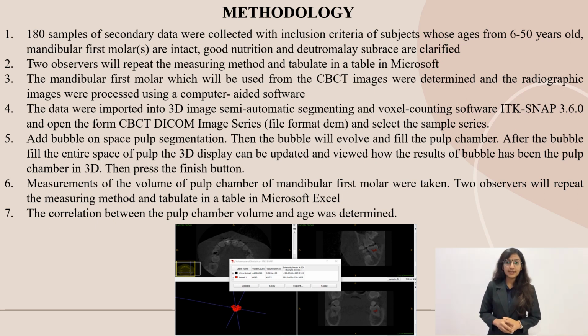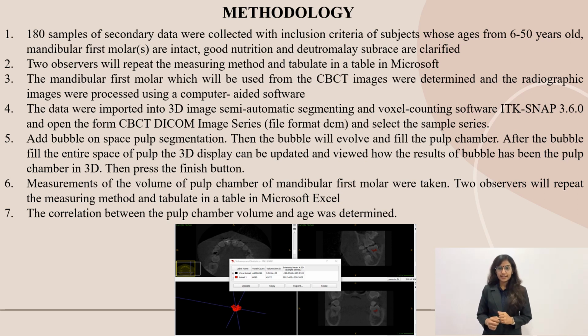Next, the mandibular first molar, which will be used from the CBCT image, was determined, and the radiographic images were processed using computer-aided software. The data were imported into a 3D image, semi-automatic segmenting and voxel counting software, which is known as ITK-SNAP 3.6.0, and open the CBCT DICOM image series and select the sample series.